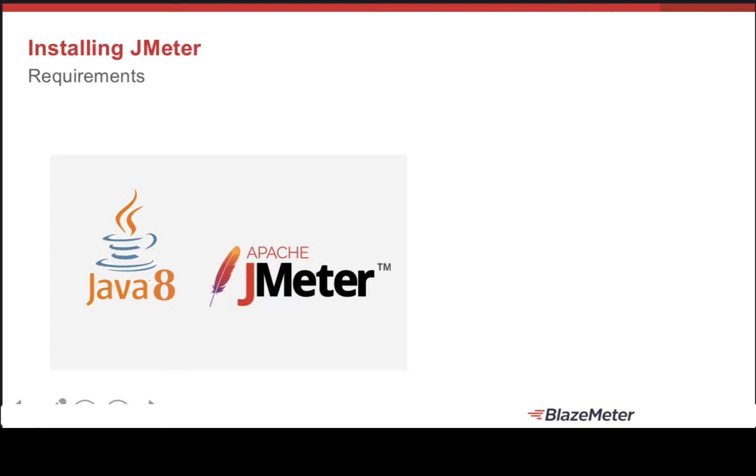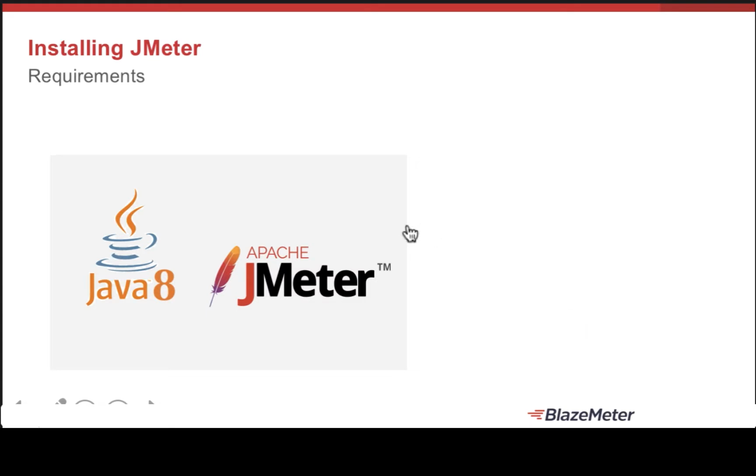Now, which version of Java do you need to have installed? The latest versions of JMeter, more specifically since JMeter 4, need Java 8 or Java 9. So for the basic installation, we are going to install Java 8, which is going to be underneath, and on top of that, we are going to install the latest version of JMeter.